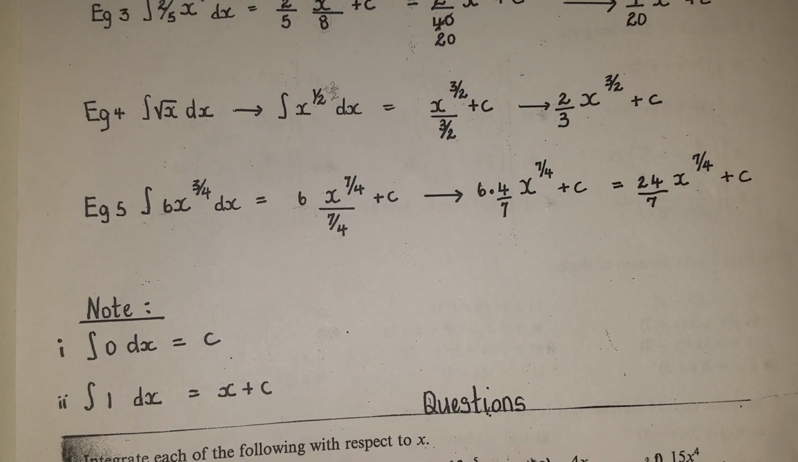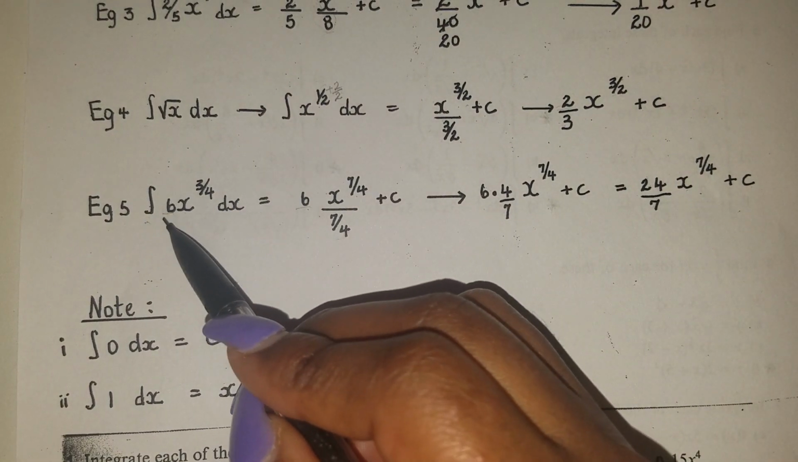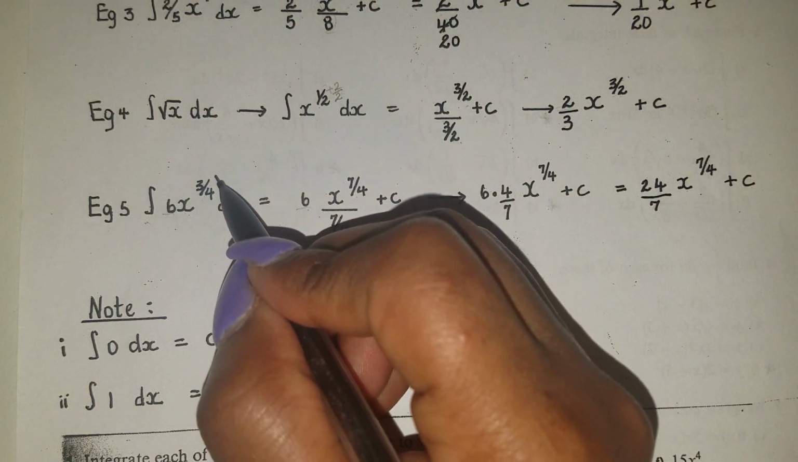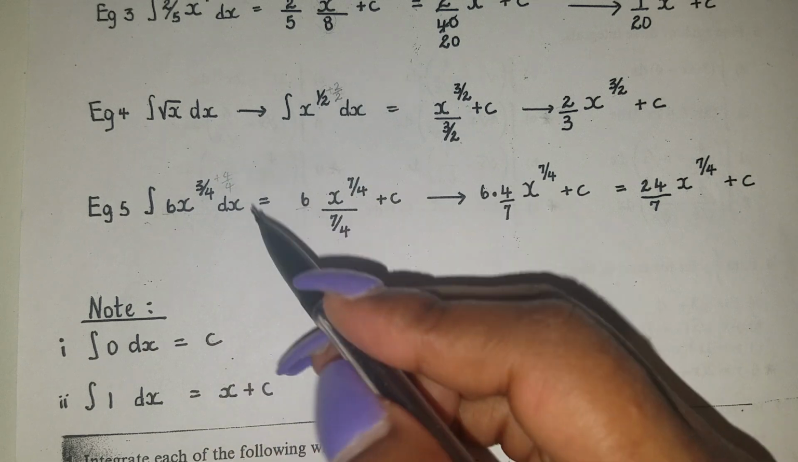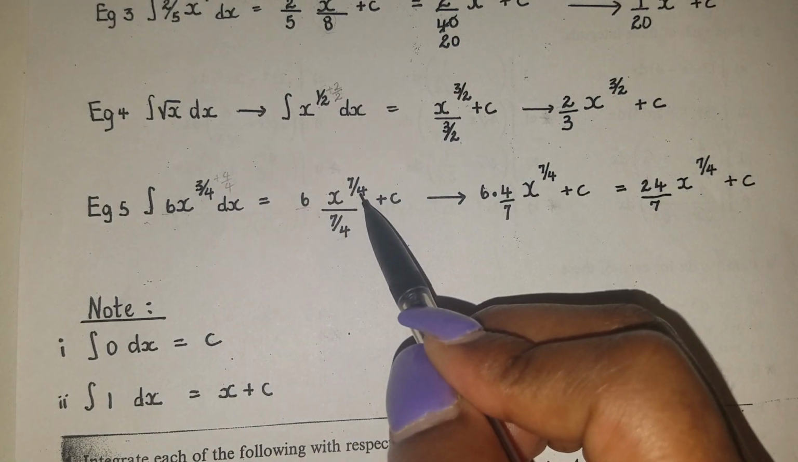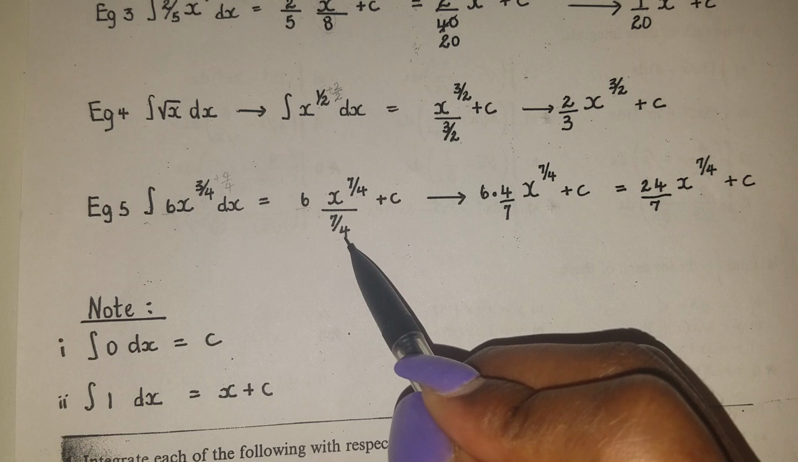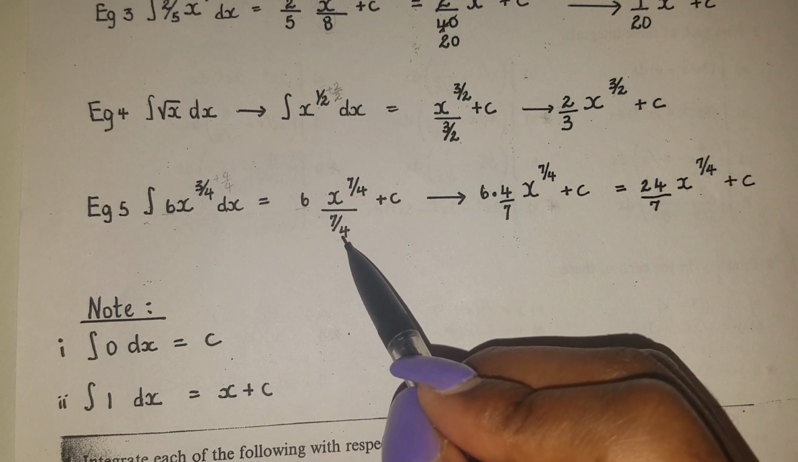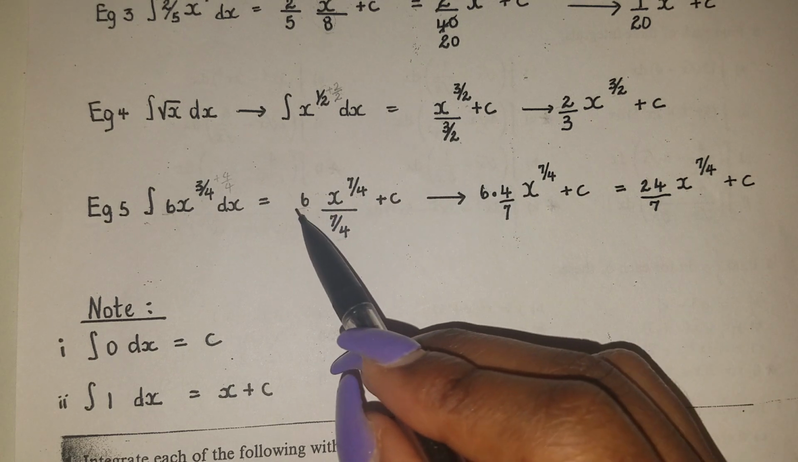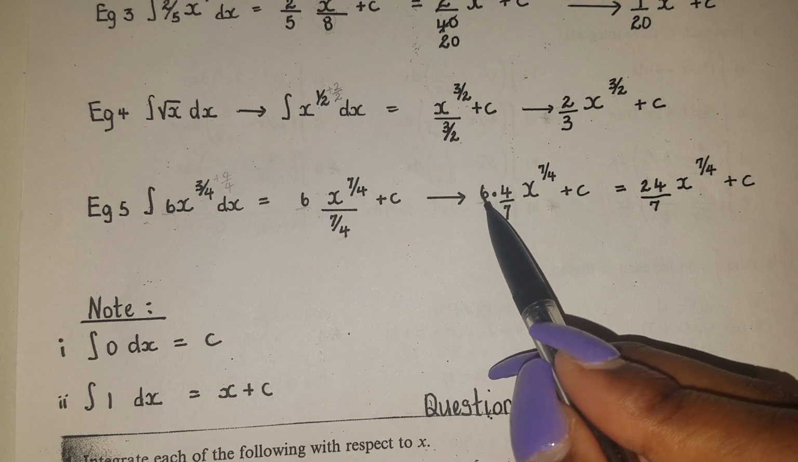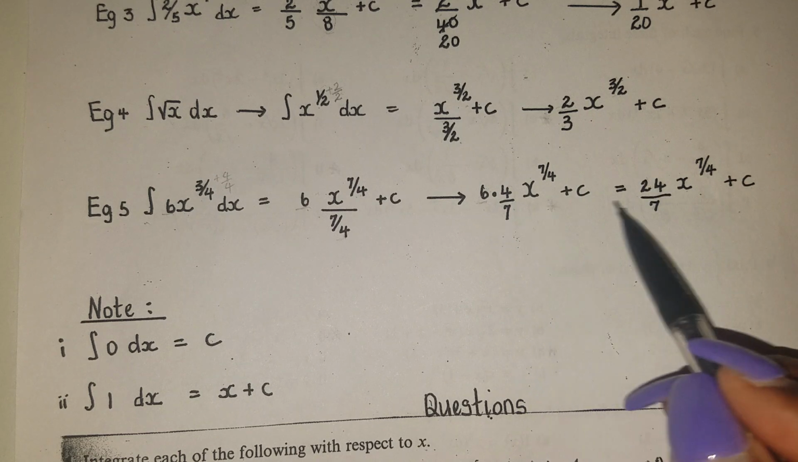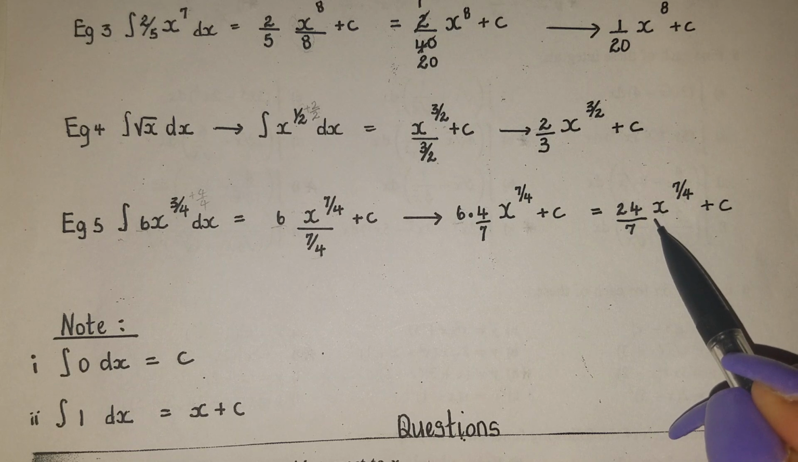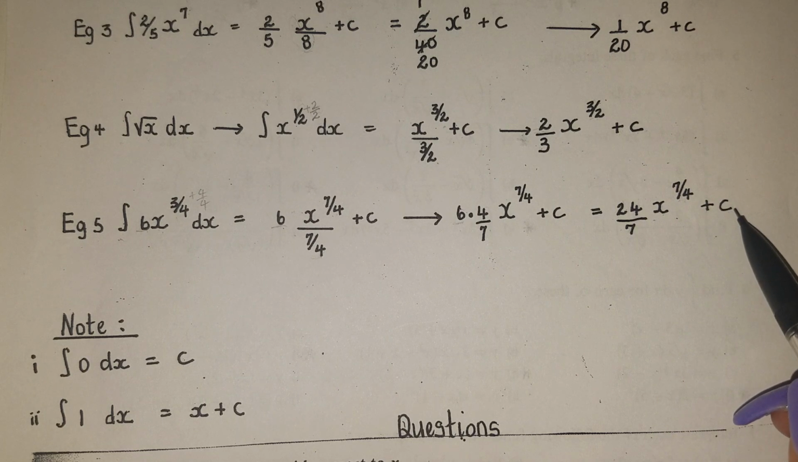In our fifth example, the integral of 6x raised to 3/4. If I'm adding 1 to my 3/4, it's the same as adding 4/4, which gives me 7/4, and I divide by that 7/4. Once again, this will go up as the reciprocal, which is 4/7, and when it gets multiplied by the 6 that was there initially, we get 6 times 4, 24, over 7. So this is our answer, 24/7 x raised to 7/4 plus c.